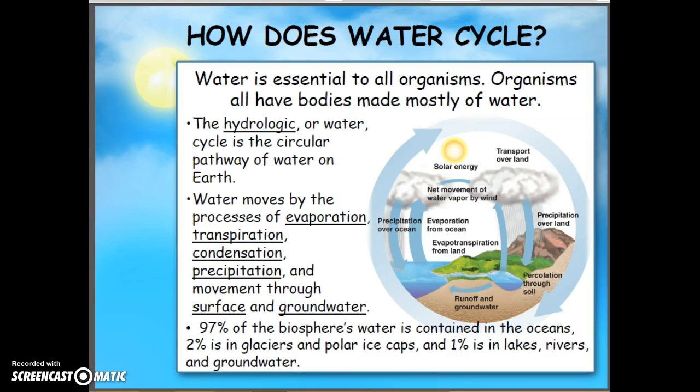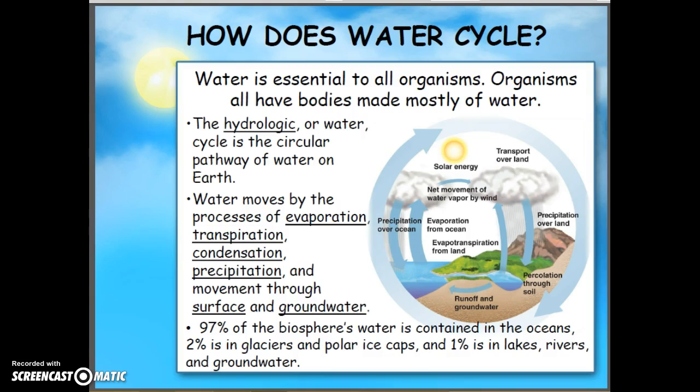The water cycle. We know that water is essential to all organisms. Organisms have to have water so that they can carry out their chemical reactions. So another name for the water cycle is hydrologic. It means that it's a circular pathway for water on Earth. Water moves through the processes of evaporation, transpiration, condensation, precipitation, and then through surface and groundwater.